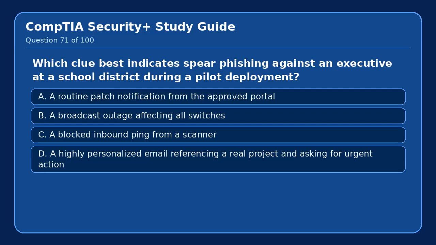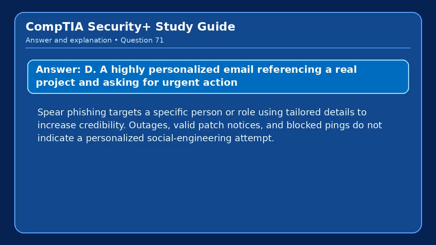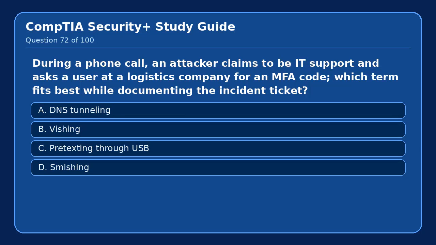Question 74. Which action best reduces supply chain risk before a manufacturing plant adopts a new software vendor before the production rollout? A. Review the vendor's security controls, update process, and contractual obligations. B. Disable software updates permanently. C. Use the vendor's default admin password. D. Skip vendor review because the product is popular. Take a moment to choose your answer.